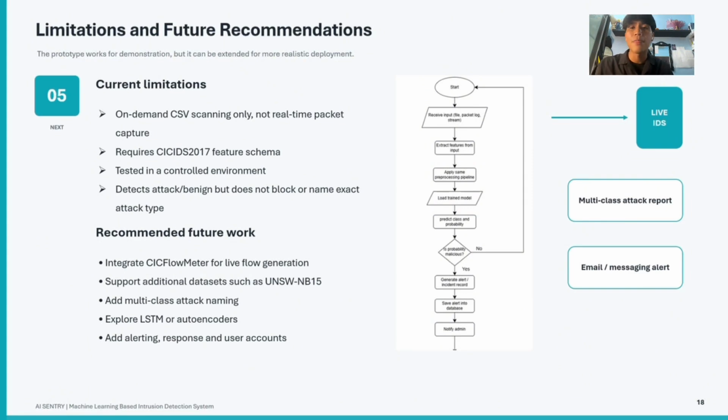For future work, CICFlowMeter can be integrated to generate live network flow features. Additional datasets such as UNSW-NB15 can be added to test whether the model can perform well on different network environments. The system can also be extended to multi-class attack classification, where it identifies the specific attack categories. Other feature improvements include LSTM, autoencoders, user accounts, email or messaging alerts, automatic response, and real-time monitoring.